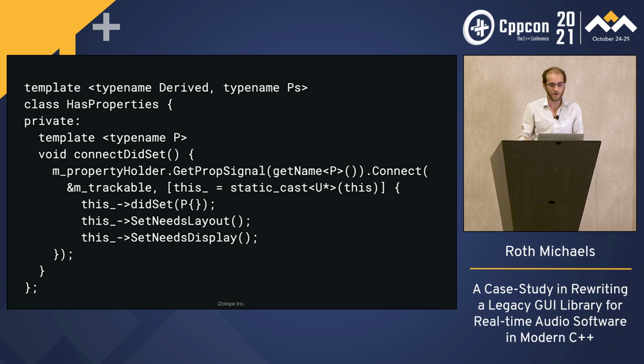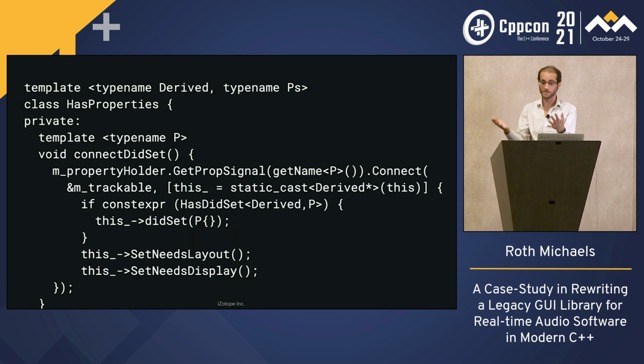And the things we want to do is call did set, passing in the P, because that's how we overload for the did sets for different property types. And then we also want to call set needs layout, set needs display to make sure nothing gets screwed up for our users and they're always getting nice updates. But what if you don't have a did set? We can at compile time have an if constexpr has did set and only call that did set function if our derived class actually wrote a did set requesting that notification.